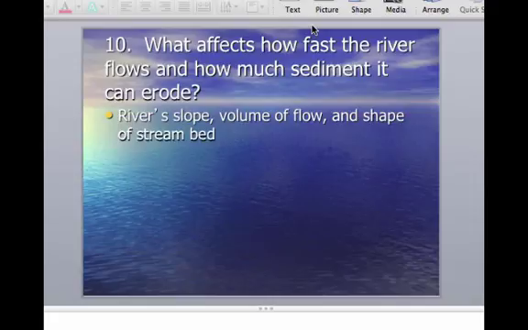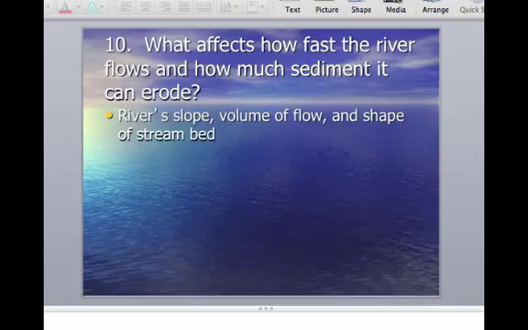So, what affects how fast the river flows and how much sediment it can erode? Well, that's going to be determined by the river slope. The steeper it is, the faster it's going to go. The volume of flow, the more water it has, the faster it's going to go. And the shape of the stream bed. If it's deep and wide, it's going to go faster than if it's shallow and narrow.